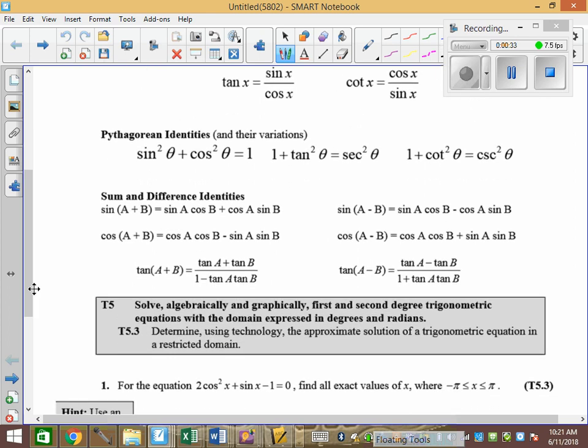Your Pythagorean Theorem identities is when you have squareds. Can you use squareds when you have singles? Like 1 plus tan x? Can you say 1 plus tan x equals secant x? No, it's 1 plus tan squared x. So you can't do that.